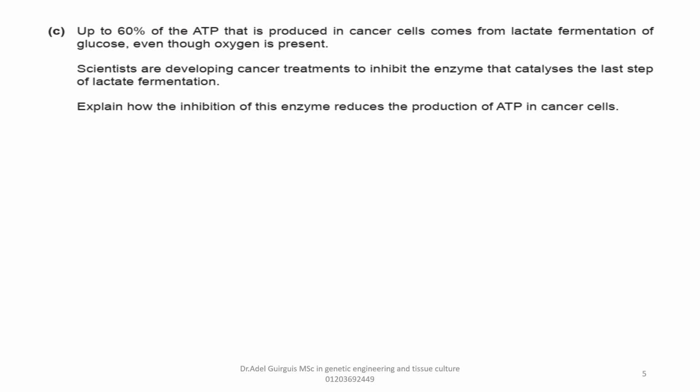Up to 60% of the ATP that is produced in cancer cells comes from lactate fermentation of glucose, even though oxygen is present. Cancer cells prefer lactate fermentation of glucose even though oxygen is present. Scientists are developing cancer treatments to inhibit the enzyme that catalyzes the last step of lactate fermentation. Explain how the inhibition of this enzyme reduces the production of ATP in cancer cells.